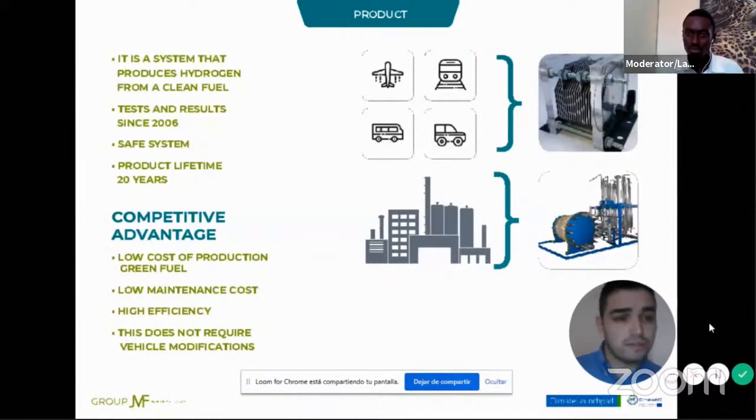It uses accessible raw materials, not precious metals like the fuel cell, which uses gold and platinum. It has a safe system and a lifetime of 20 years. The advantages over other systems are low cost of production, low maintenance cost, and high efficiency.